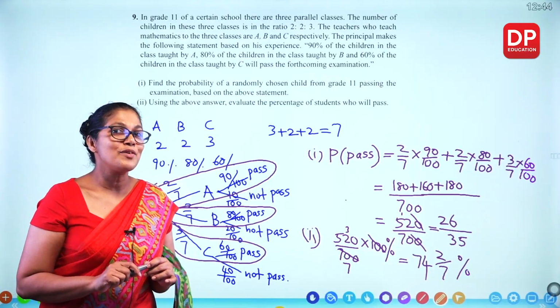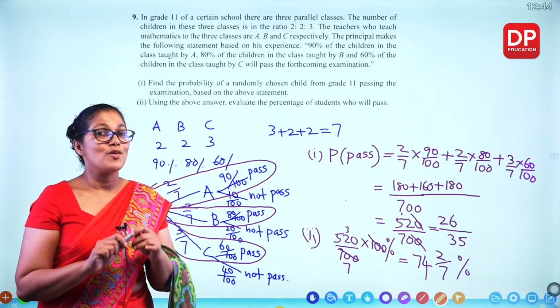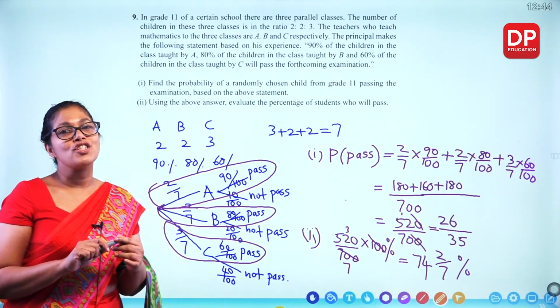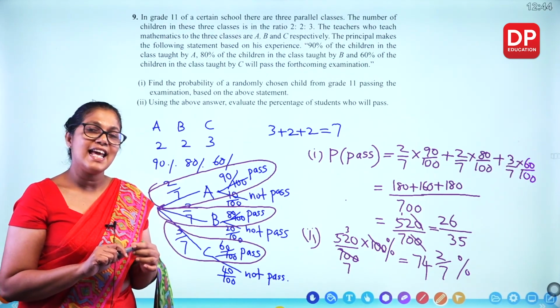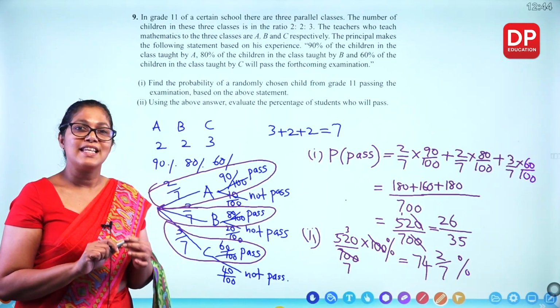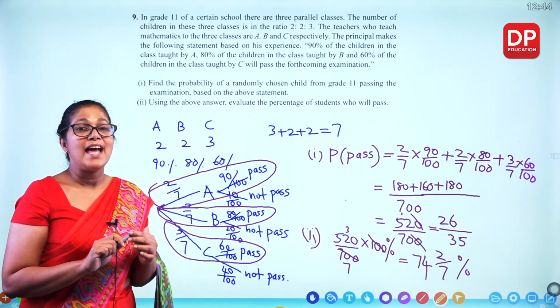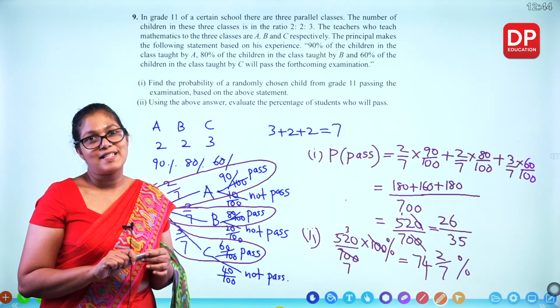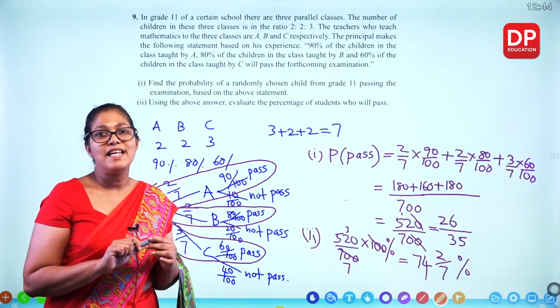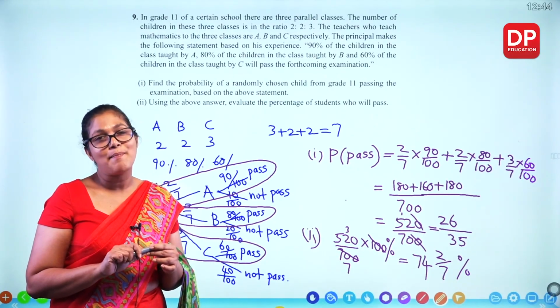This is the last unit in your textbook. So before your O-level exam, make sure that you watch all grade 10 and 11 videos and definitely you will get a good grade. And I wish you all the best for your O-level exam. I'm sure definitely you will succeed in mathematics.